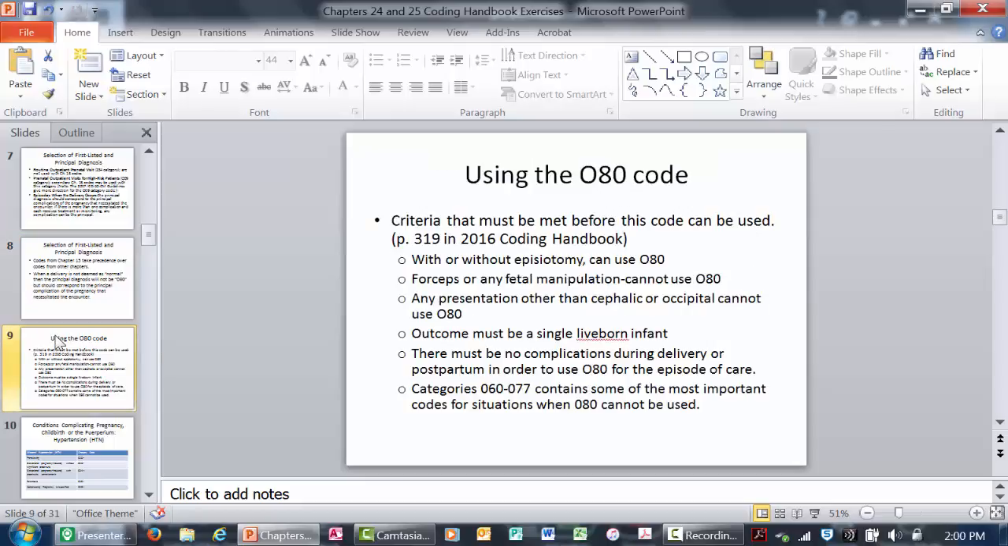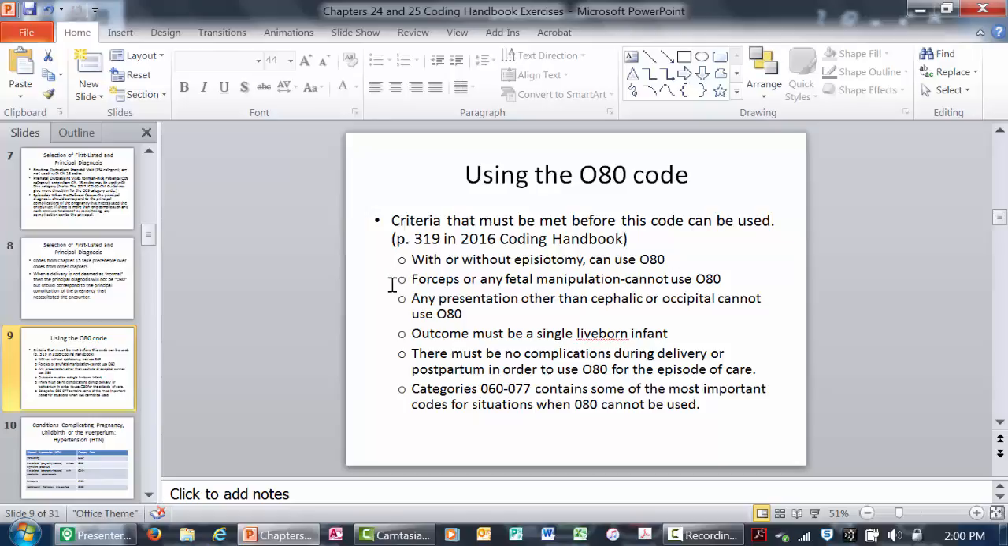I mentioned earlier the O80 code. There are certain criteria that have to be met before this code can be used. This is taken directly out of your coding handbook, and I've seen it on many tests, not only in my course, but courses that I've taken, because I think sometimes we think completely normal delivery means no episiotomy. No, that's not what it means. We are told that with or without an episiotomy, you can use that normal delivery code.